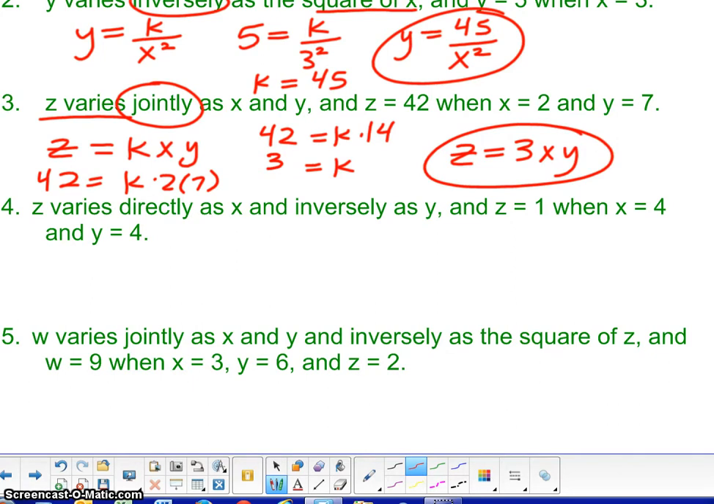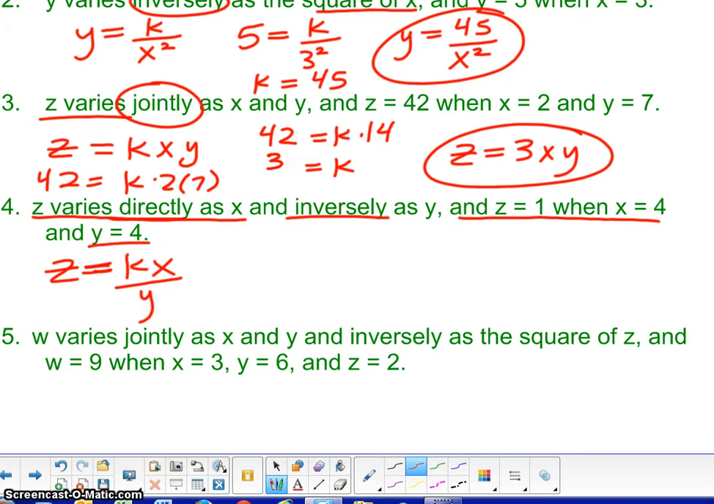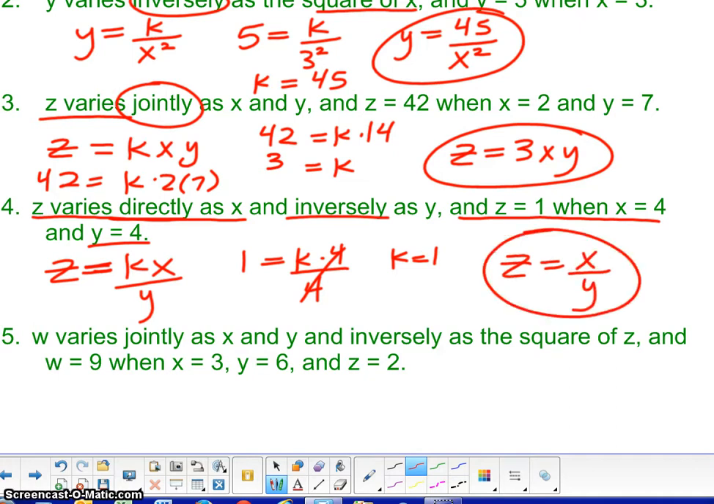Okay, the next one is a little mix, so you just got to be really careful on how you're reading it. It says z varies directly as x, so that's the first part, and inversely as y. So that just means there's something to multiply and something to divide. And then they give you all the values in the next part of this problem. So you have 1 equals k times 4 all over 4, which is nice because now those just cancel out, leaving you with k equaling 1. So the equation of variation is going to be z equals x over y, and we really don't have to write that 1 since 1 can be invisible in some cases.